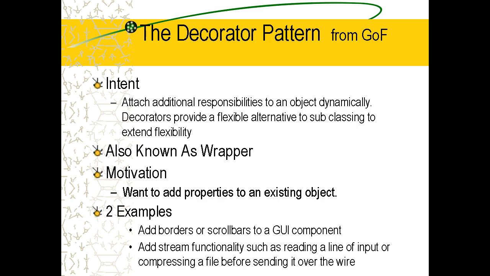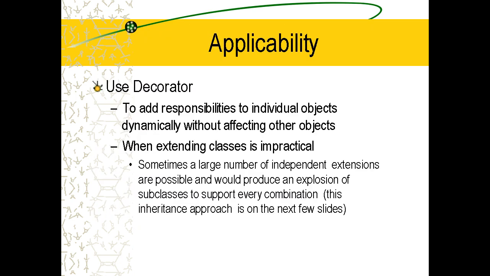It's an alternative to using inheritance. It's known as a wrapper, and the motivation is you want to add properties to an existing object. For example, you can add borders or scroll bars to a GUI component. You could add stream functionality, such as reading a line of input or compressing a file before sending it over the wire. Its applicability is in adding responsibilities to individual objects dynamically without impacting the other objects' instances that may be in existence.